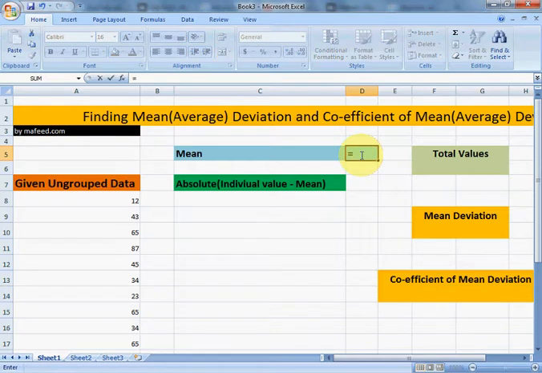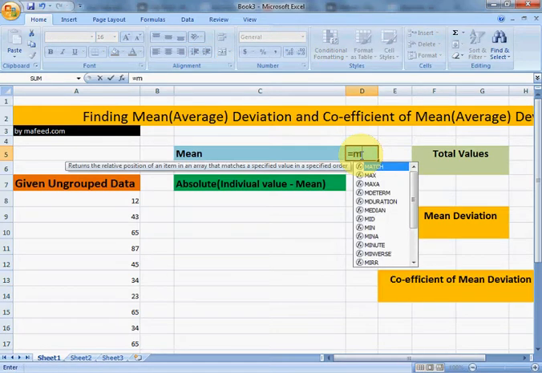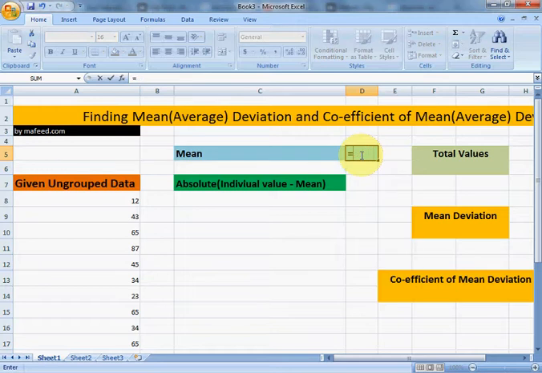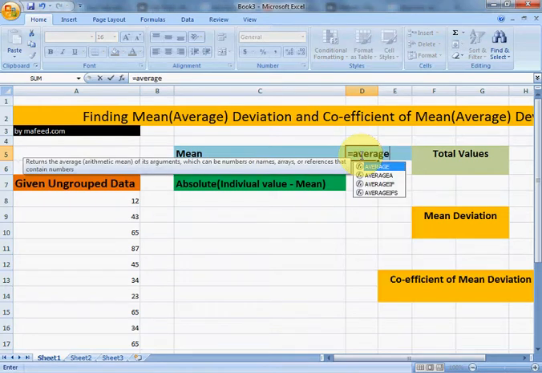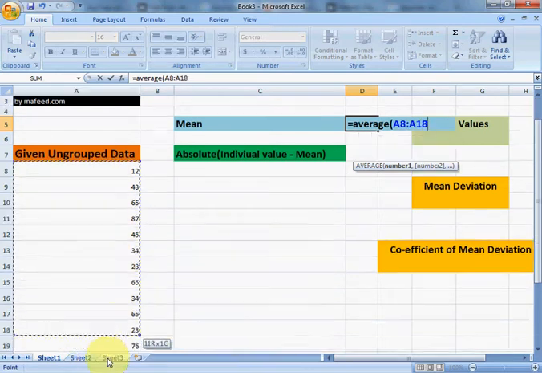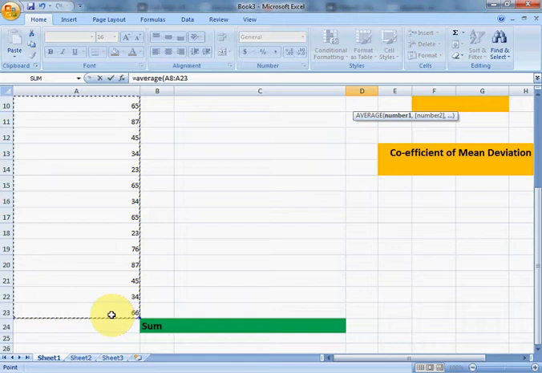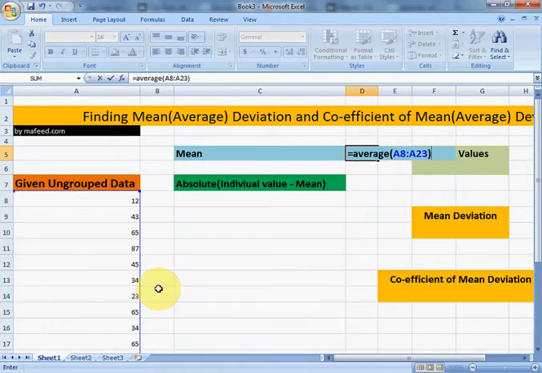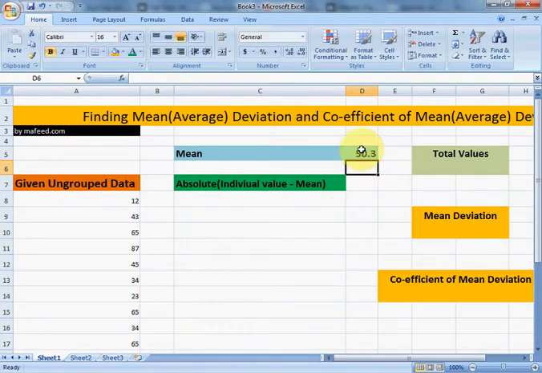Let's do it. The formula for it is average, AVERAGE. Now select all the given data, close the bracket, and it's the mean of all given data.